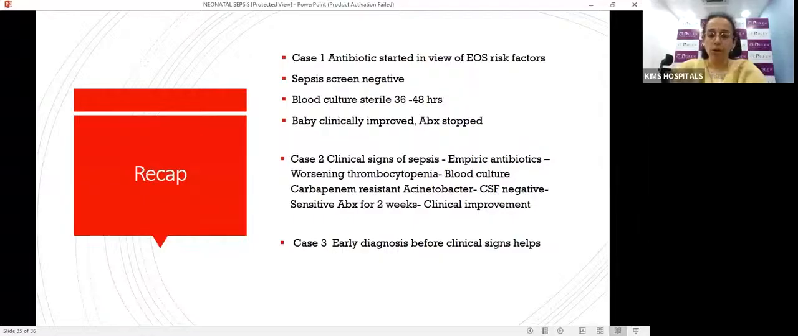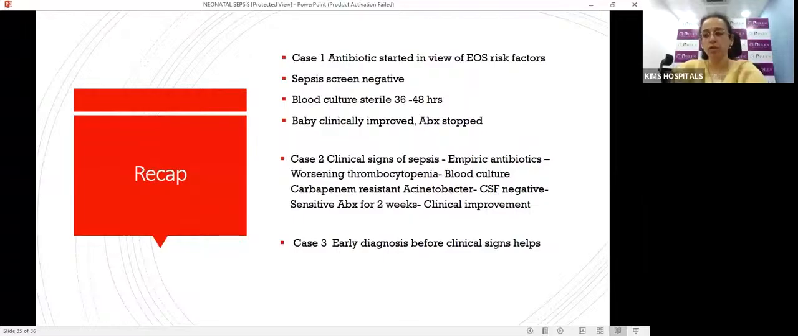The baby had started showing some clinical signs of sepsis in the form of reopening of PDA, feeding intolerance, abdominal distension. So empirical antibiotics were started. Here also we don't know whether this antibiotic will actually work for the bacteria causing infection in that baby. So then we have to wait for the blood culture report. In the meanwhile, the baby started having worsening thrombocytopenia, and the blood culture report was awaited.